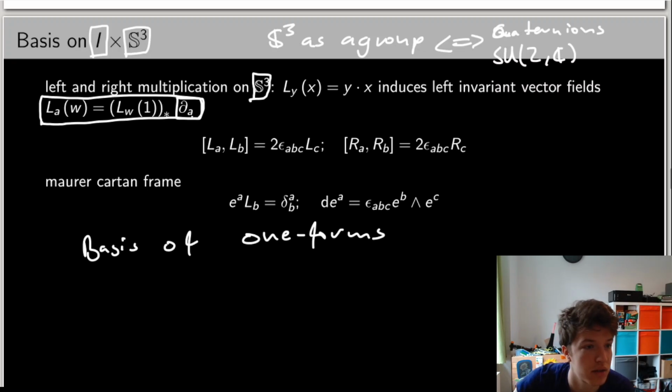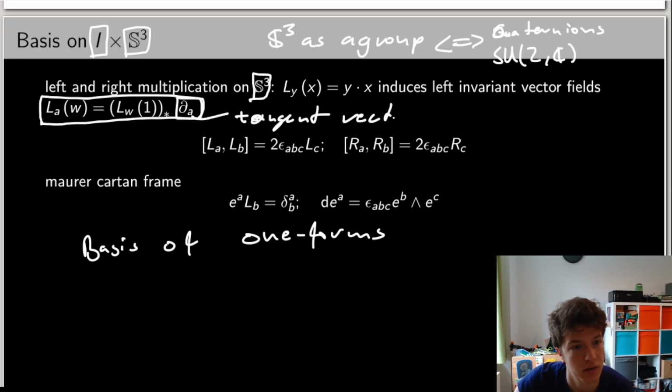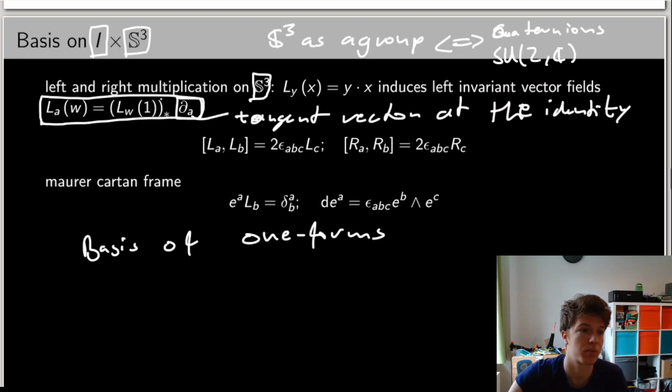So this is a tangent vector at the identity of the group, and we can just push it forward to any point in the manifold, and therefore get a left invariant vector field. And the thing is that it also needs to be nowhere vanishing, and this is possible because we're in 3 dimensions.